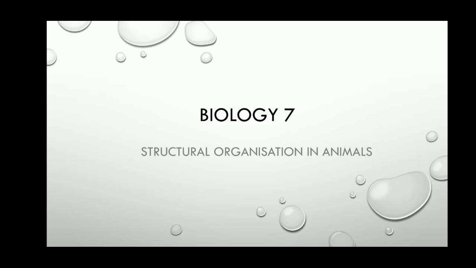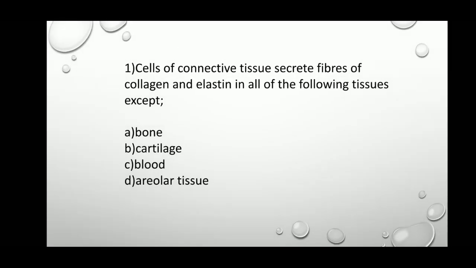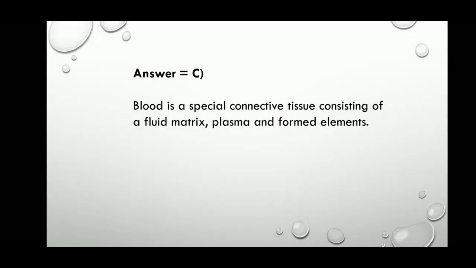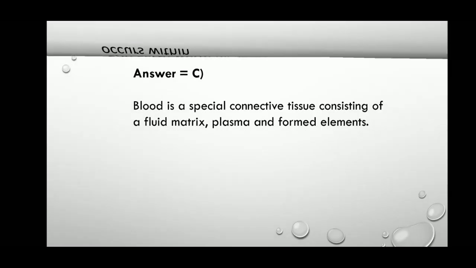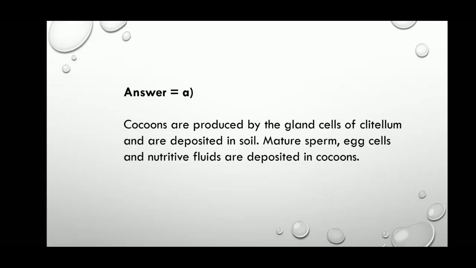Next, we have a few bio questions. Cells of connective tissue secrete fibers of collagen and elastin in all of the following tissues except? The answer is blood. Next question. In earthworm, fertilization and development occurs within? The answer is A. Cocoons.